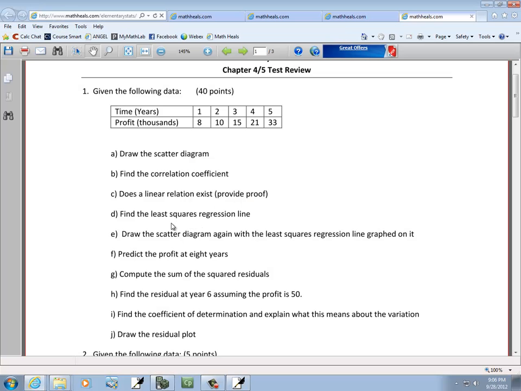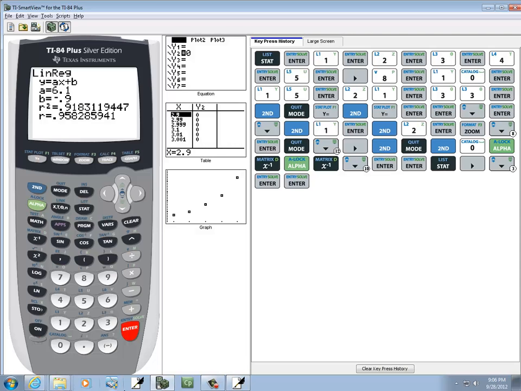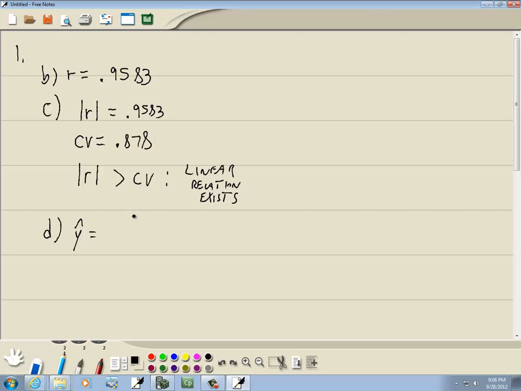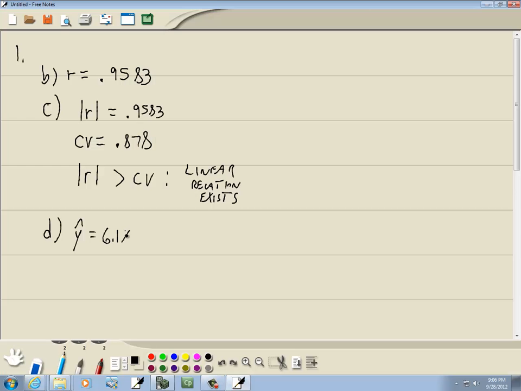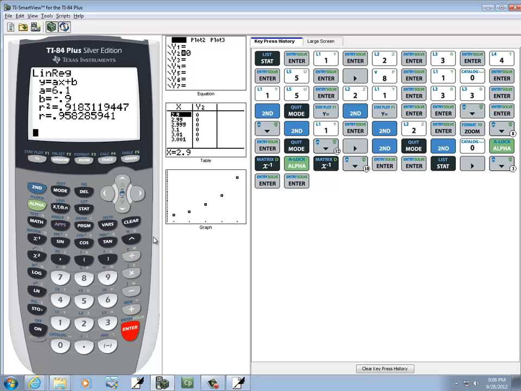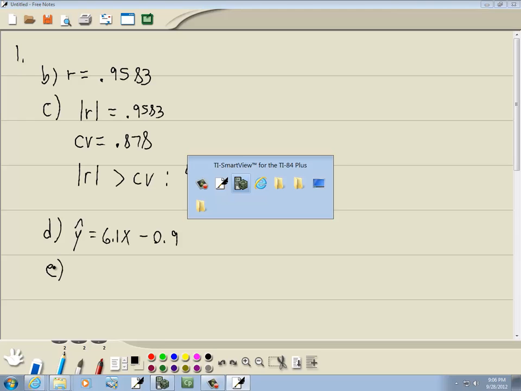Now D says find the least squares regression line. Well, this is y hat that we're trying to find. And if we go back to our calculator, it's actually right here. You see the a and b, 6.1 and negative 0.9. You plug that into the a and b up here. So we get y hat is equal to ax. A was 6.1, so we got 6.1x, and then plus b, which is negative 0.9.